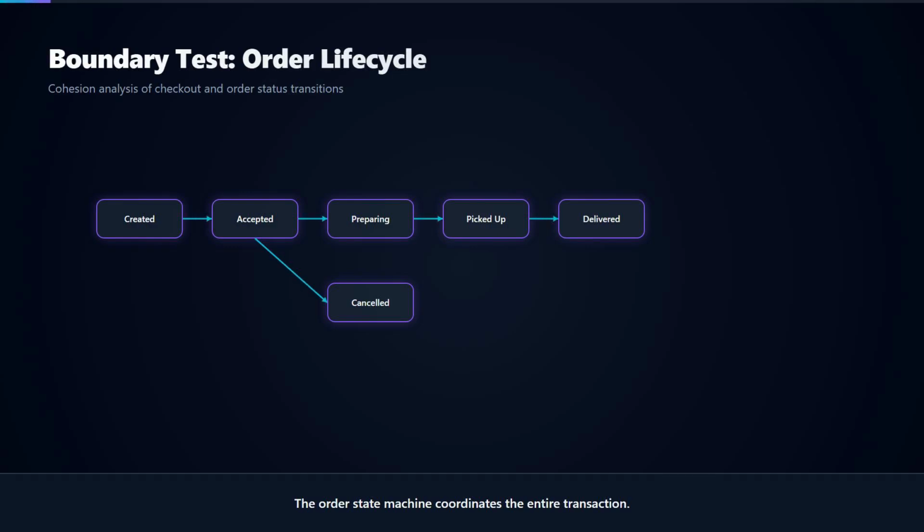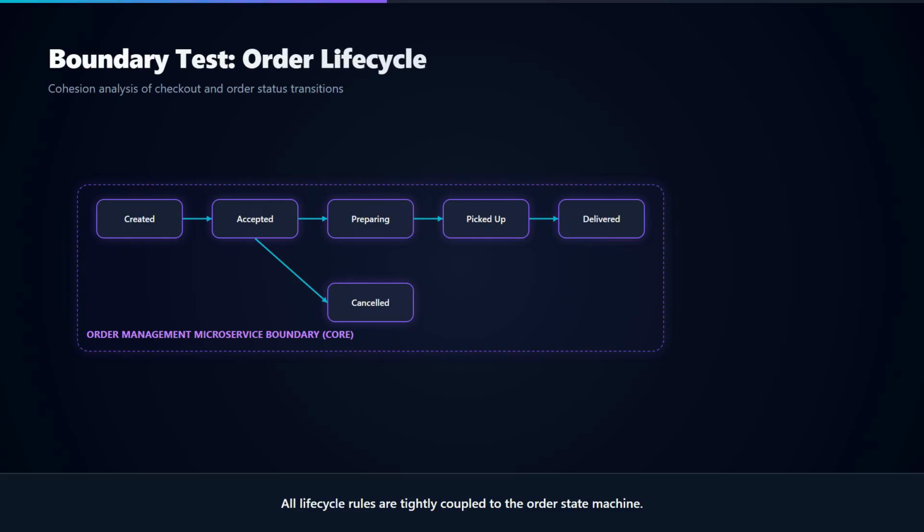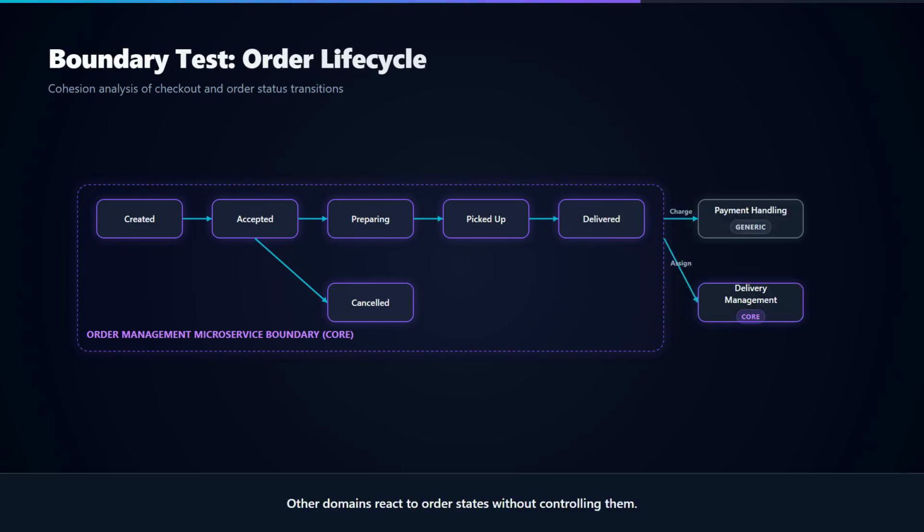First, let's examine the order management subdomain. An order undergoes a series of state changes throughout its life cycle. All of these state transitions and validation rules are highly cohesive. They change for the exact same business reasons, so they must stay together. While payments and deliveries react to these states, they do not own the order state. They are external collaborators. Order is a stable boundary.